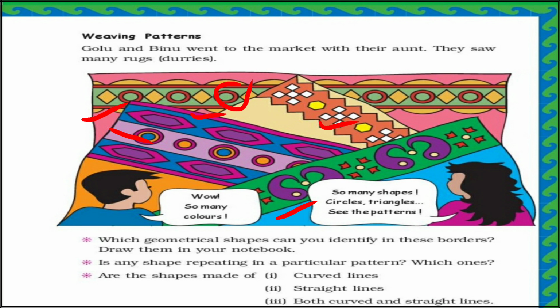Just draw these shapes in your notebook, the shapes that you identify in these daris. Is any shape repeating in a particular pattern? आपको कोई ऐसी शेप दिखाई दे रही है जो कि रिपीट हो रही है बार बार एक पैटर्न में. Here are different shapes which are coming in a particular pattern. See, here the hexagon is coming again and again. Here you can see so many circles, and then 2 circles. Again you can see bigger circles, then smaller circles. Here you can identify the pattern.